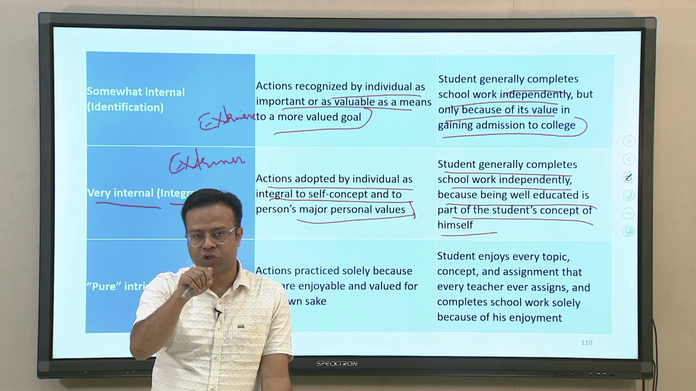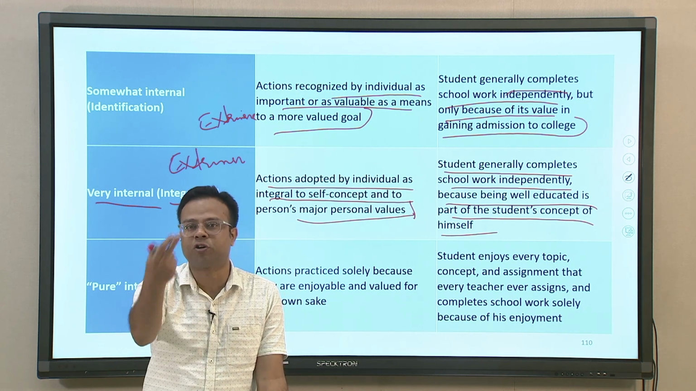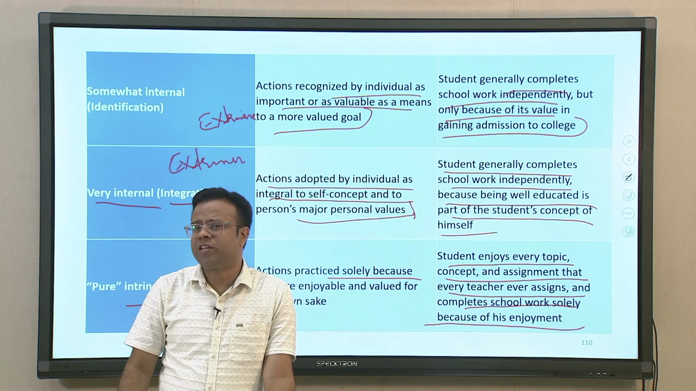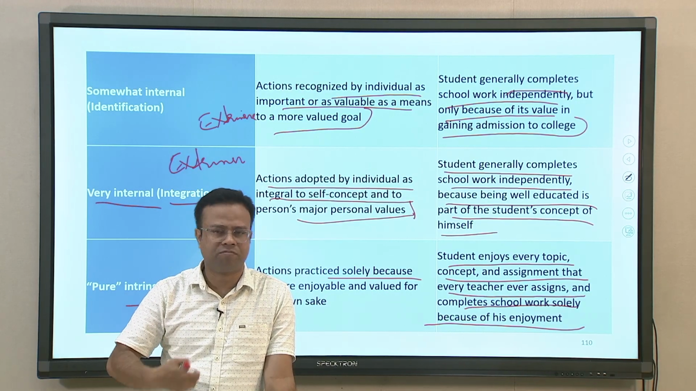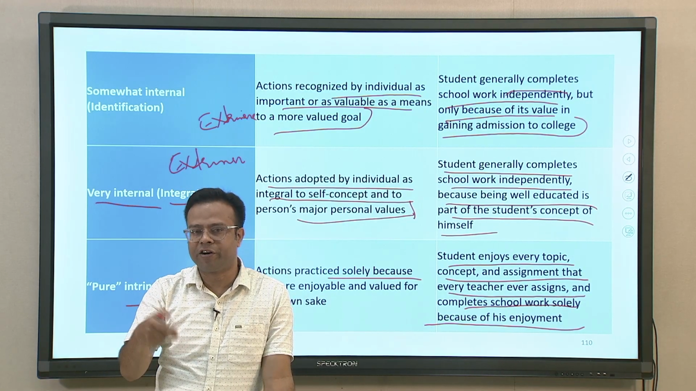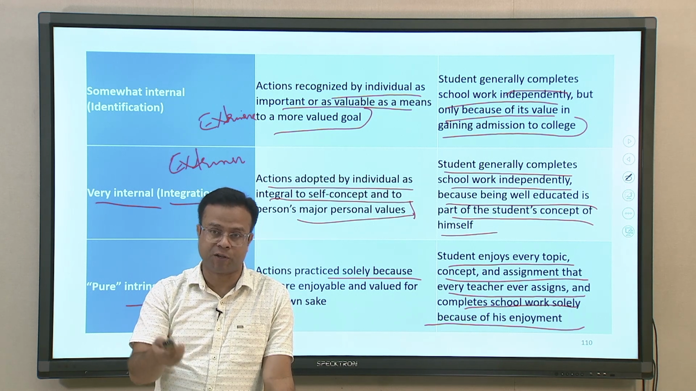If you see the last two, identification and integration, they are much more internalized, much closer to intrinsic motivation. And the last one is pure intrinsic motivation, where there is no aspect of extrinsicness. For example, the student enjoys every topic, concept and assignment that every teacher assigns and completes schoolwork solely because of the enjoyment. For example, some students enjoy, let us say, mathematics. They simply enjoy it and do the work whenever given because they enjoy doing maths. So, that will be the case of pure intrinsic motivation. These are the different motivational categories which can influence us.